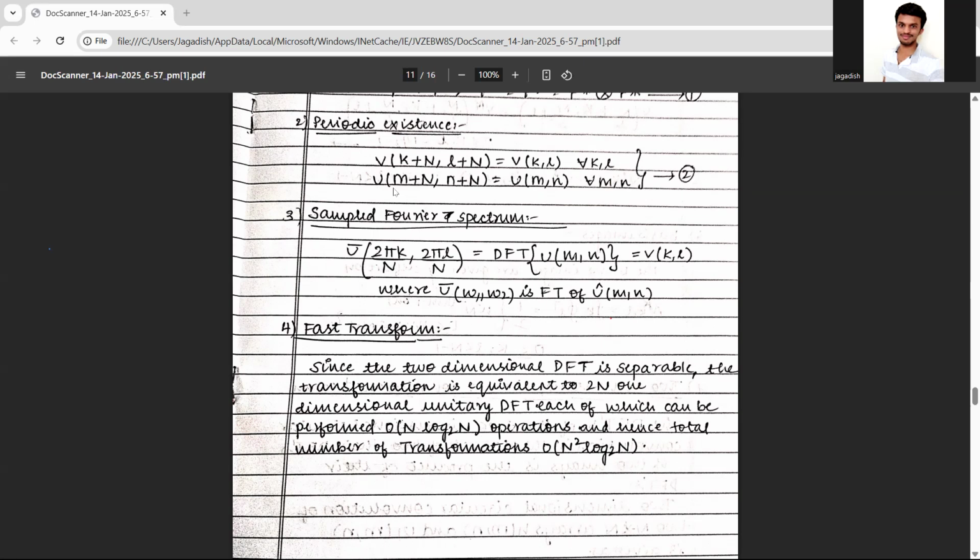Since the two-dimensional DFT is separable, the transform is equivalent to 2n one-dimensional unitary DFTs, each of which can be performed in O(n log n) operations, and hence the total number of computations is O(n² log n). So write this down.